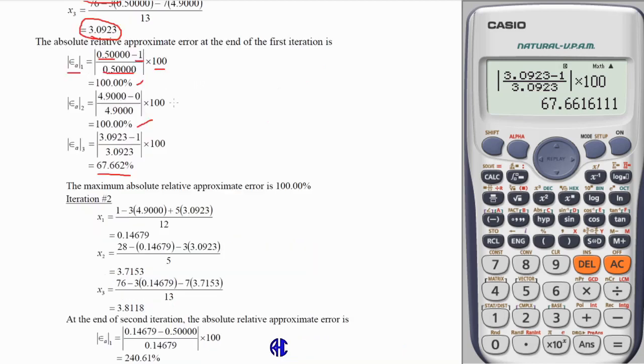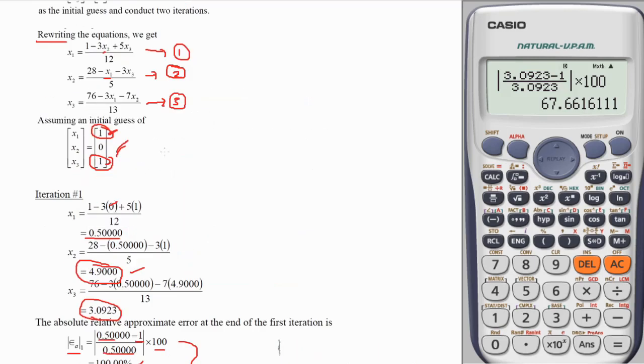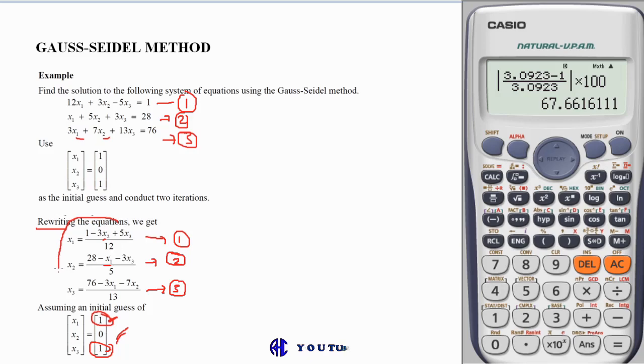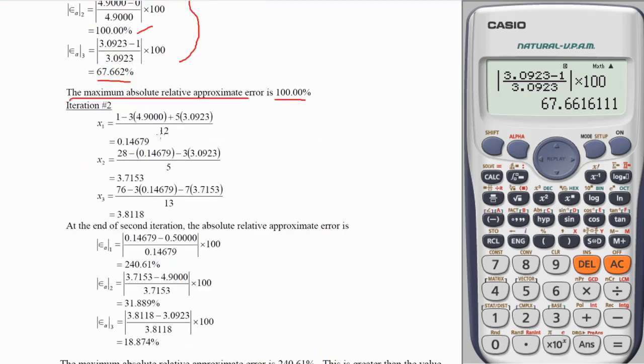So after makuha natin yung absolute relative approximate error, hanapin natin yung maximum nito sa tatlong value. So makikita natin ito yung maximum value, yung 100% na error. So next, mag-apply na tayo ng iteration number 2. So same din na ito din yung gagamitin natin, pero yung value na i-substitute natin, yung bagong nakuha na natin. Okay.